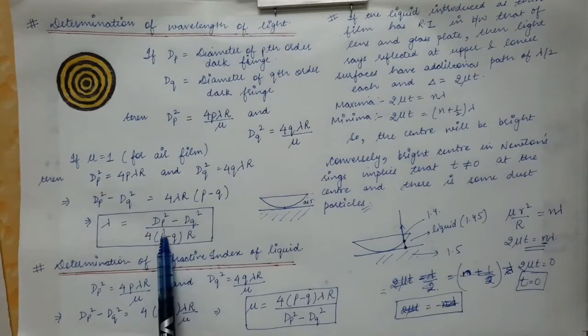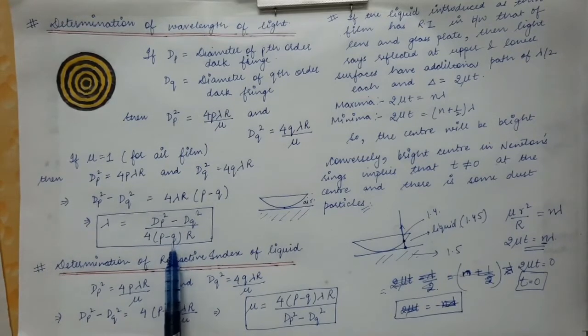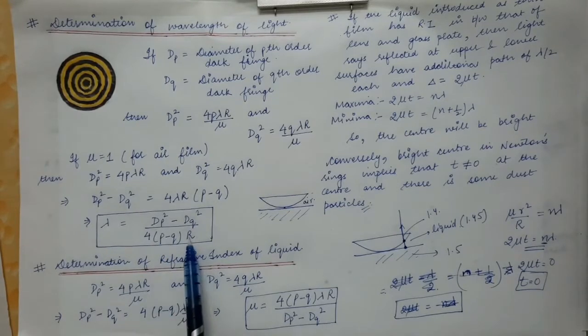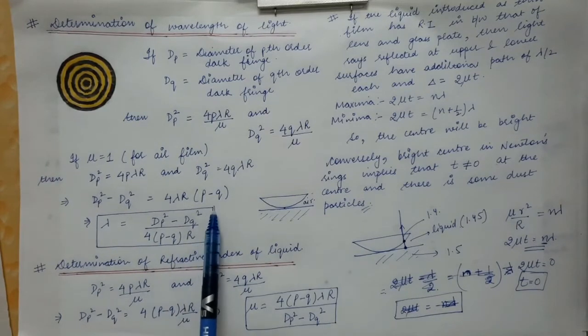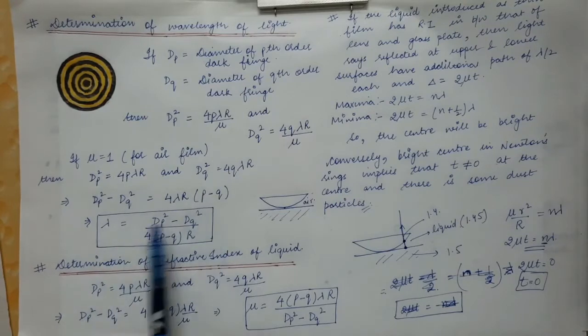So the value of p is known to you. The value of p you have taken over here is 4 and the value of q is equal to 2. So capital R is also known to us. So experimentally we can easily find the value of lambda using this formula.